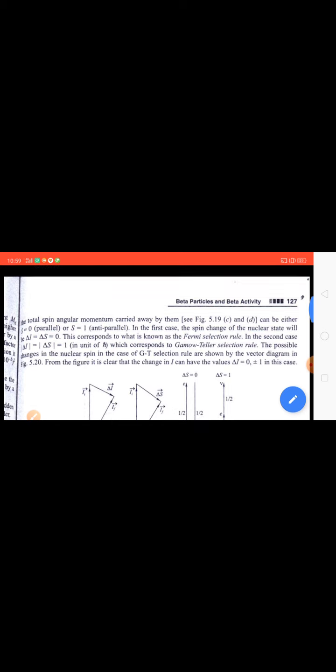So this is figure 5.19, a vector diagram for the change of nuclear spin in beta transition, and B with change of I in the allowed transition. C and D are alignment of the electron and neutrino spins, parallel and anti-parallel. The total spin angular momentum carried away by them can be either S equals 0 for parallel or S equals 1 for anti-parallel.